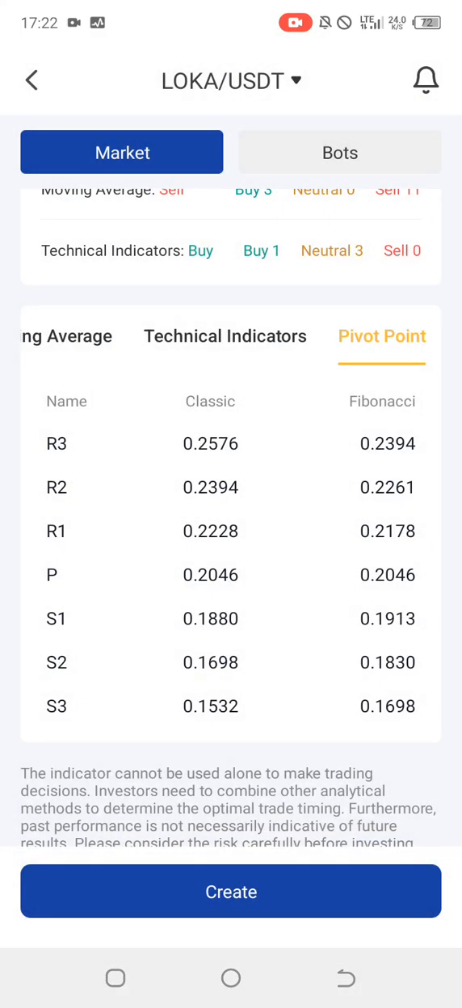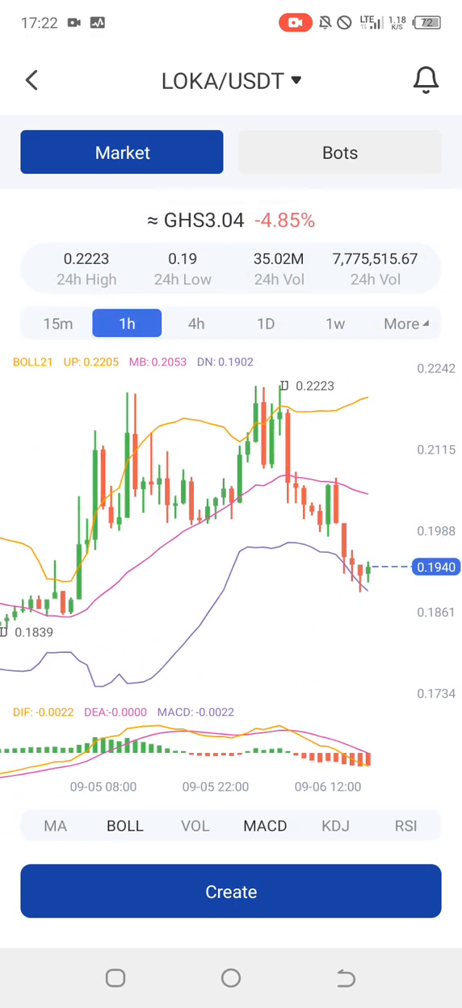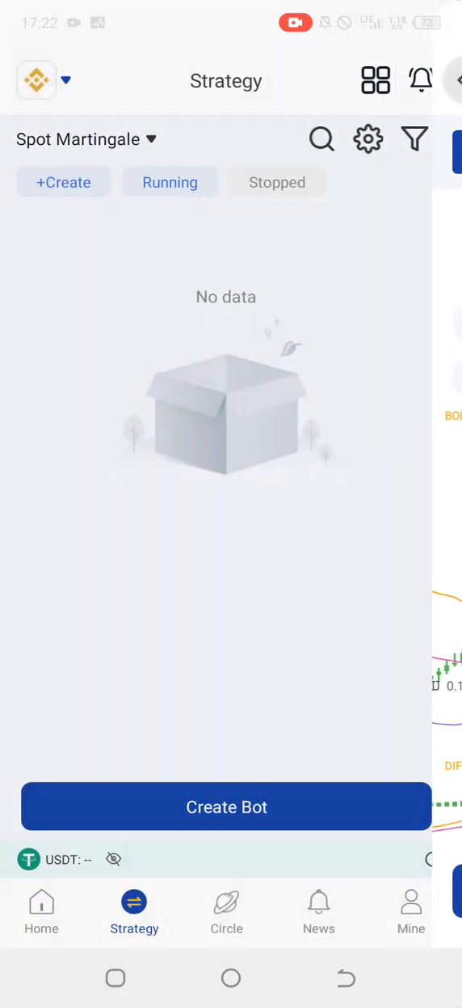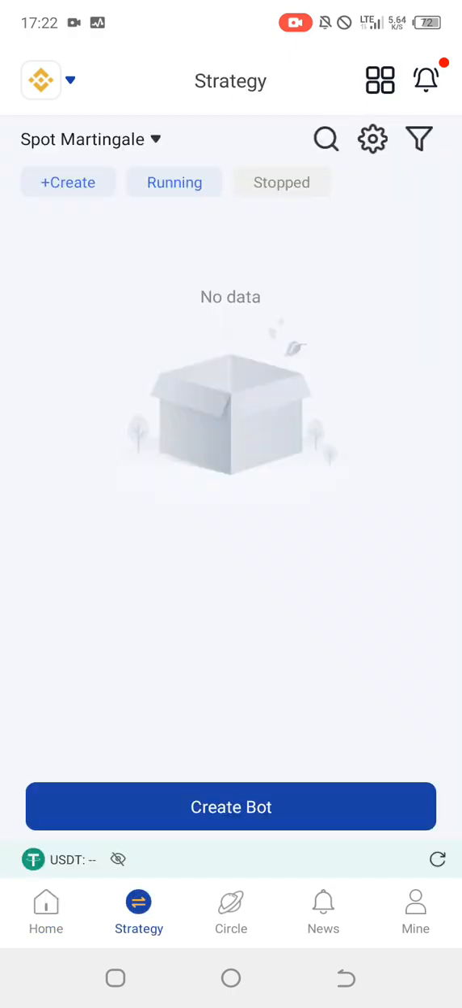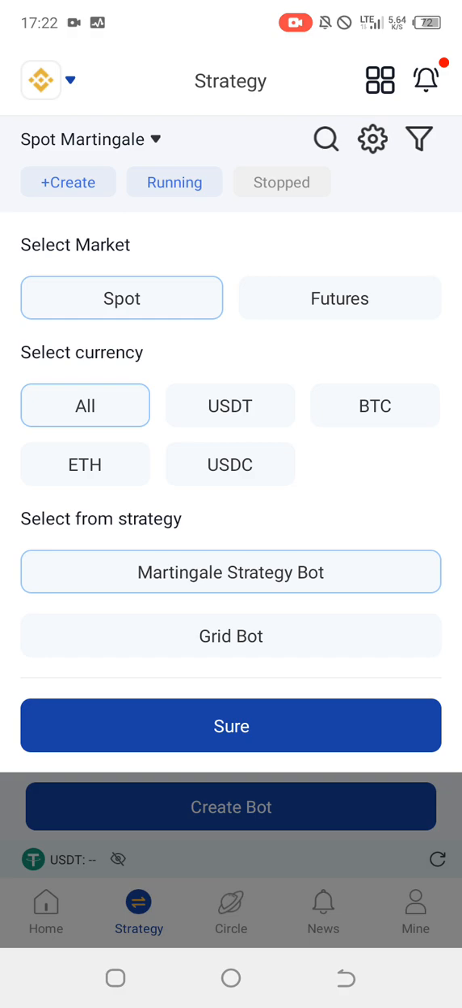Okay, so let's go and plot. Having learned how to use the S1, S2, S3 and how to calculate them, we choose our asset. So let's do it. I go here. You go to your Royal Q homepage. If you are in the strategy setting, you just make sure that if you are trading the spot market, you choose spot.